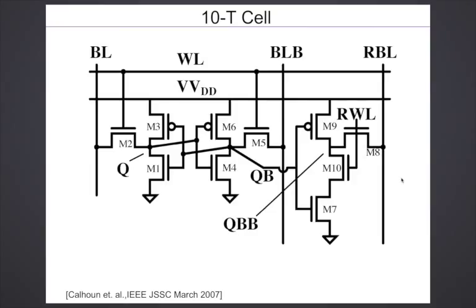Any other questions? Pardon? The question is, what is the role of M9? The role of M9 is to keep this node close to VDD. Because when this node is close to VDD and when I'm off, then I won't have much leakage. M8 will not discharge. That is what M9 does.